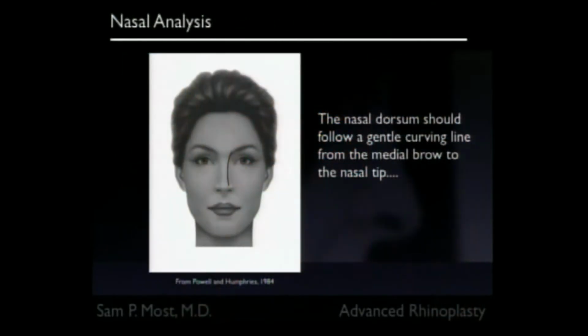People have actually tried to quantify what the ideal nasal form should be. This is a textbook by a couple of people who were at Stanford back in the late 70s, early 80s. There are a few things that can be taken from this. The idea that the nasal dorsum or bridge should form a nice, gentle curving line from the medial brow out to the nasal tip.